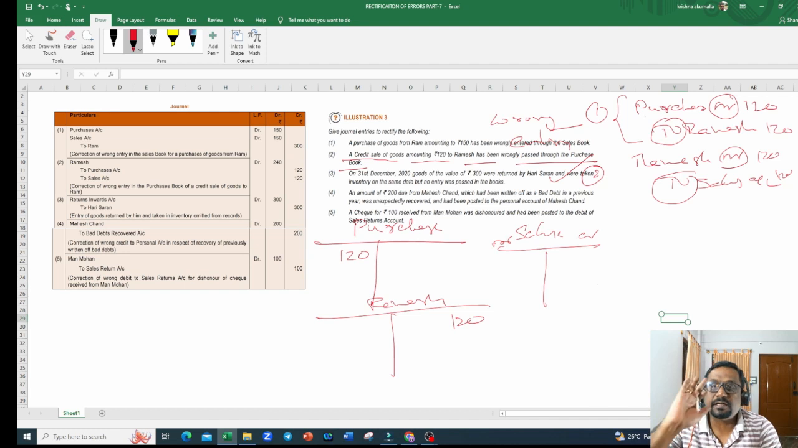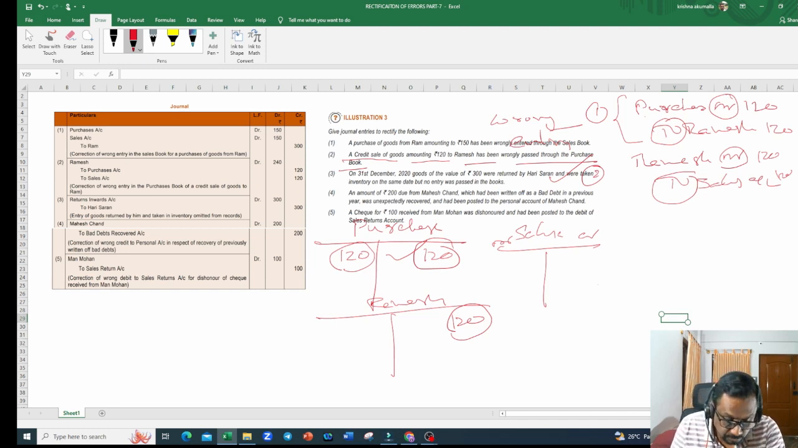Now you start preparing the rectification. This purchase is a wrong entry. This has to be rectified. So you need to credit purchase. Next, Ramesh account is credited, but it should have been debited. So if you want to rectify this, you need to debit 120. With this debit, this will get knocked off. But a debit balance should be there in Ramesh account, right? For that, you need to bring another 120. So this is the entry to be posted in Ramesh account.